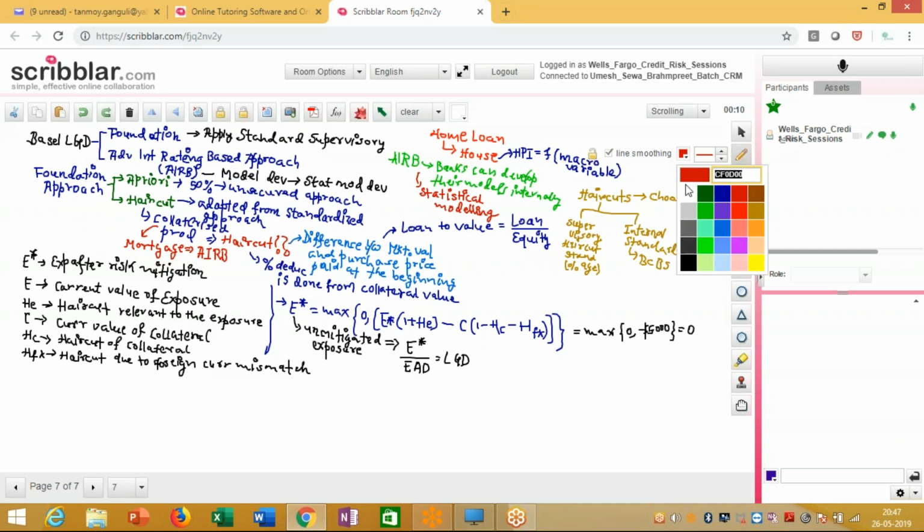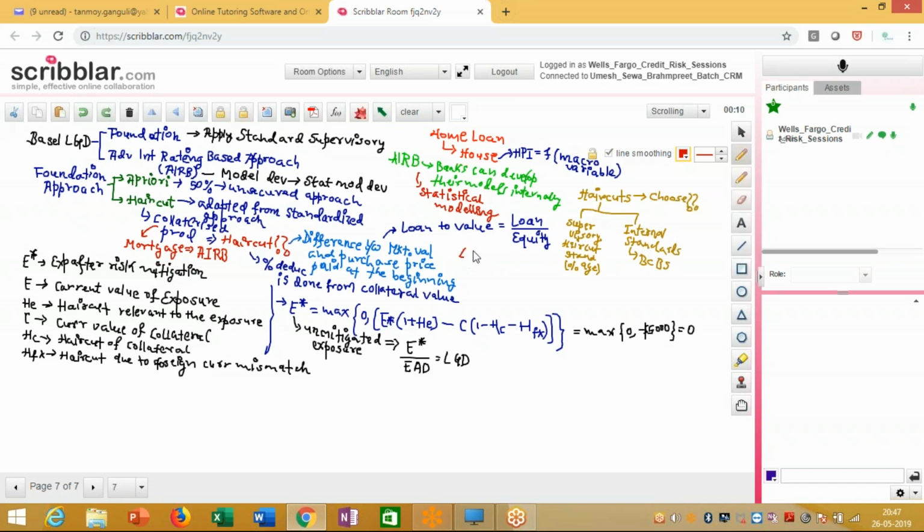This is a definition which we have already done. We have talked about the several components of this particular model, components like recovery, net present value, and the exposure at default. So we'll now pull them together to find a formula for LGD.